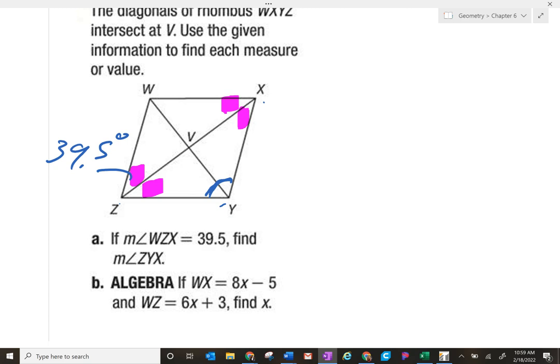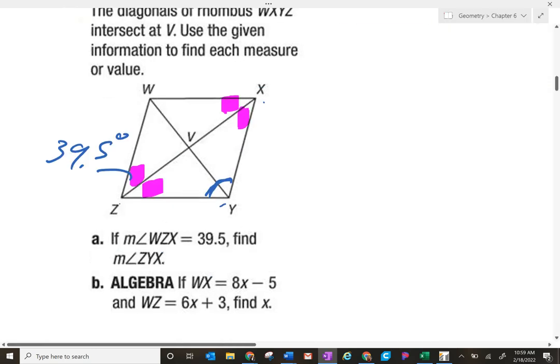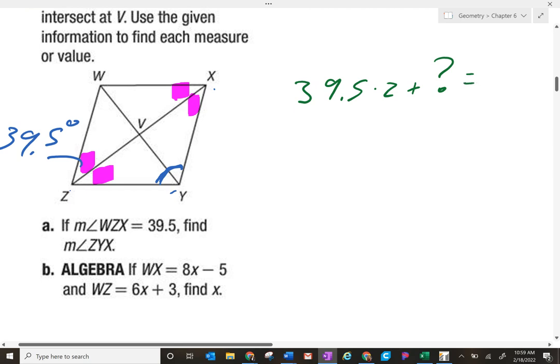What do all triangles add up to? 180. Perfect. Ellie, you caught it. If you're up for it, you want to tell me how I can solve it then? So 39.5 times 2, because there's two of those angles, plus X, or I'll put plus a question mark because I don't know what that one is. And what's it going to equal? 180. Fantastic.